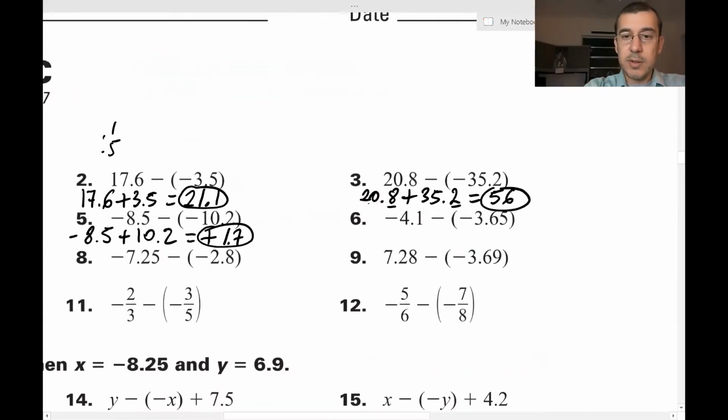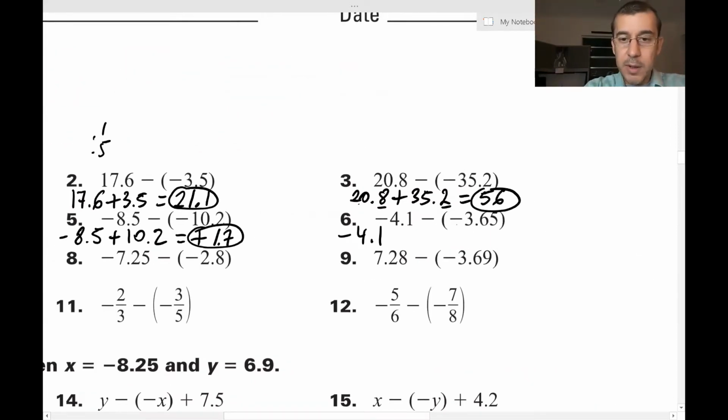Okay, number 6, we have minus 4.1. Minus minus is plus 3.65. Minus is greater. 4 is greater than 3, so minus. And then 4.1 minus 3.65. This is 0.45. Why? Because if you add up 0.45 and 3.65, you end up with 4.1. And so the way I did it is from 3.65 to 4, it's 0.35, and then 0.1 is 0.45. And the sign is minus, so minus 0.45.